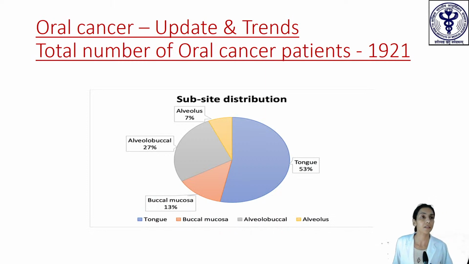The subsite distribution data is important because we need to see the trends in the subsites involved in oral cancer as compared to the West. Initially, the tongue and the alveolobuccal complex were more common in the Indian population, but now there is a change in the trend towards the tongue. This is possible only if we have a good database and can compare it with the Western literature.